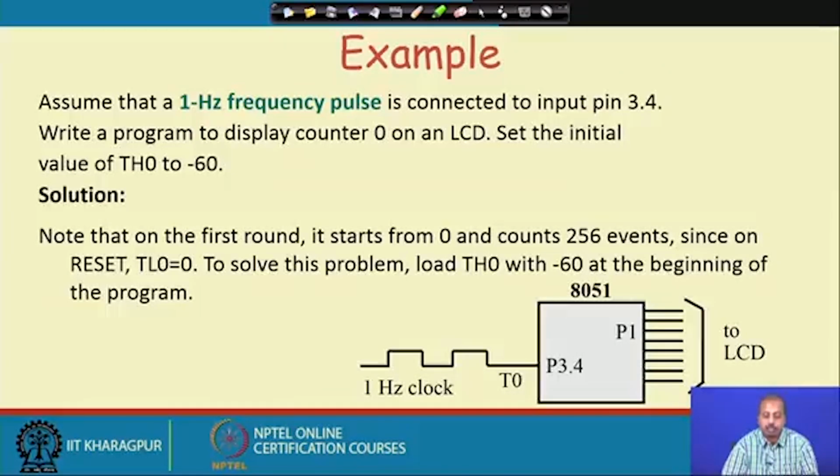In the first round it starts with 0 and counts 256 events, since on reset TL0 is 0. We do not want that. So, we want to load this TH with -60 at the beginning of the program. So, let us have a look at the program.